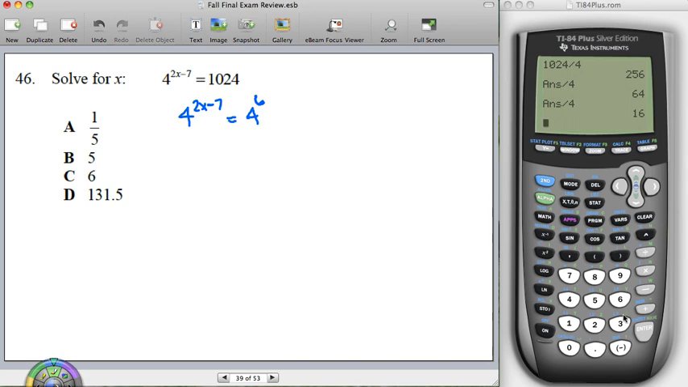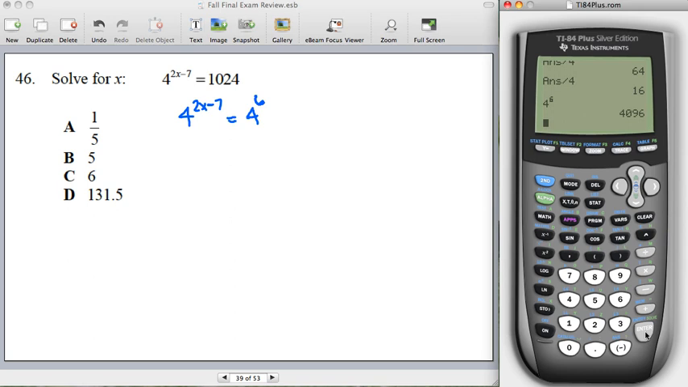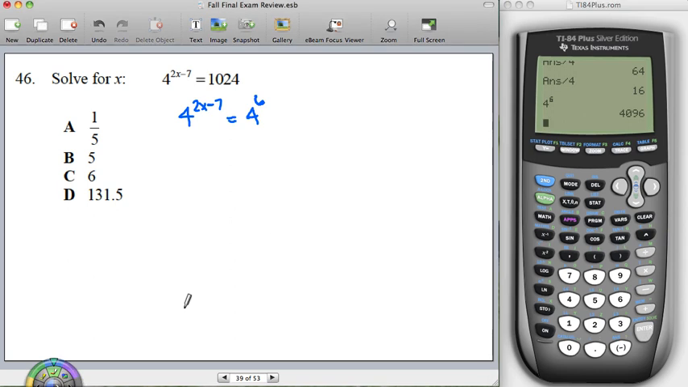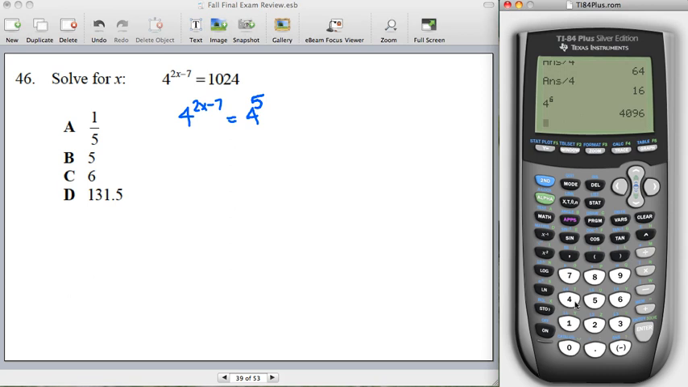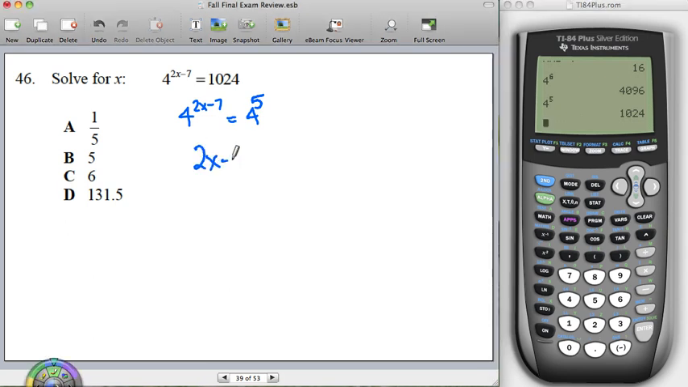Let's double check that. Maybe I lost track of my 4s. I did lose track of my 4s. I'm guessing it's 4 to the 5th. Let's try that. There we go. Okay, so now that my bases are the same, I can drop my bases and set my exponents equal to each other. Add 7 to both sides. So you get x equals 6 for 46.